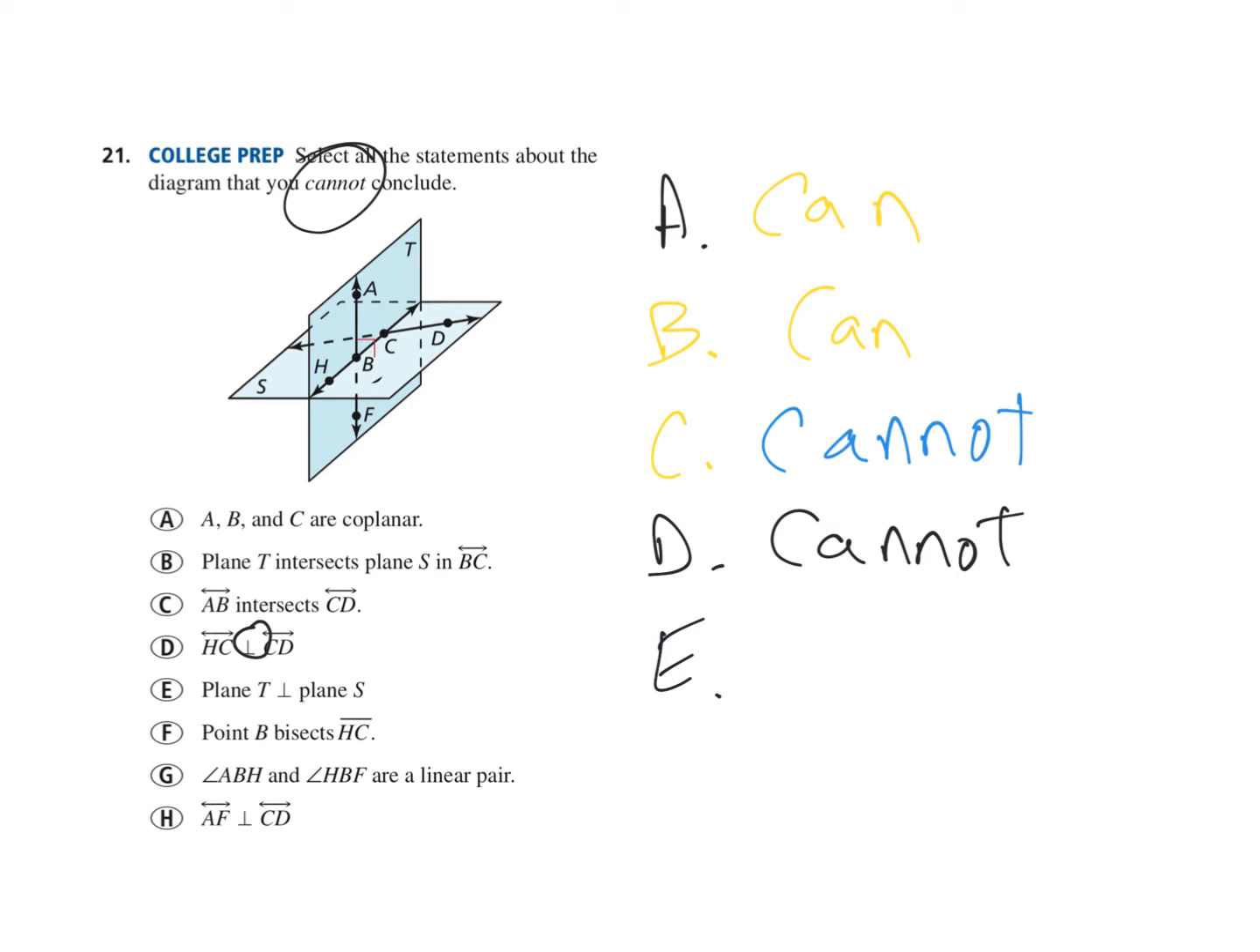And now we're going to do E. It says HC. So HC is this line right there. Is perpendicular to plane T. E. Plane T is perpendicular to plane S. Well, because you have this line right here, that's perpendicular. AB is perpendicular to that plane, which means they are perpendicular. So yes, we can conclude that. All right. Now F.